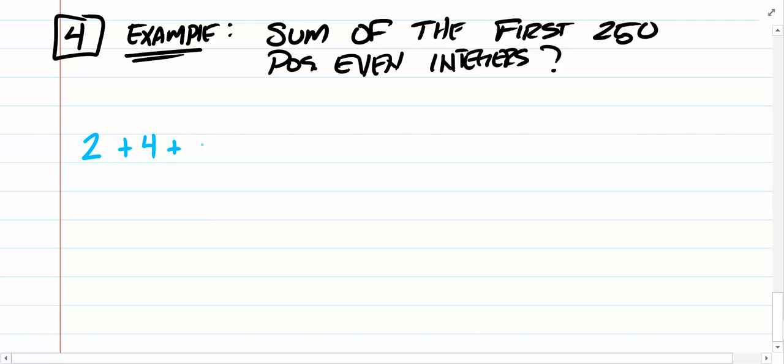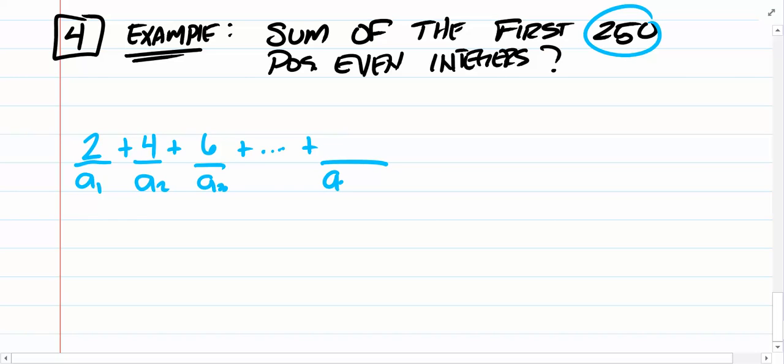This is the very first term. This is the second term. This is the third term. And I'm going to keep going until I end up with what? 250. So a sub 250. Okay, so what is the 250th even positive integer? The number 500. Very good.